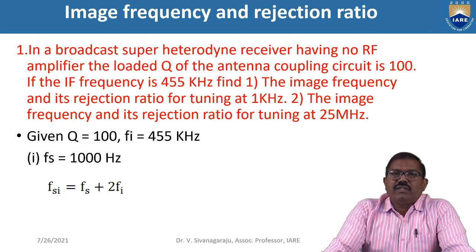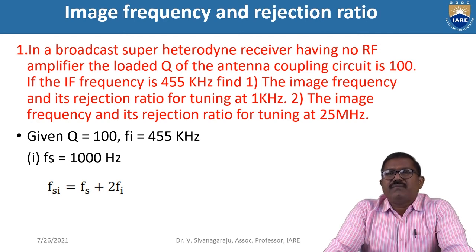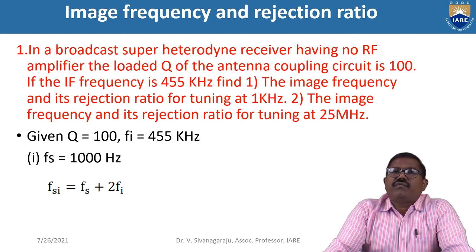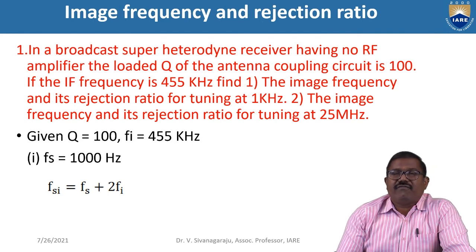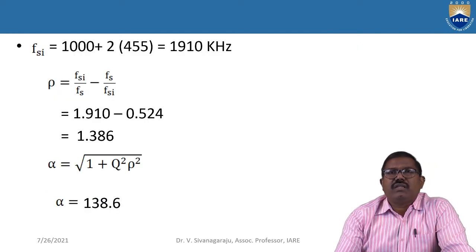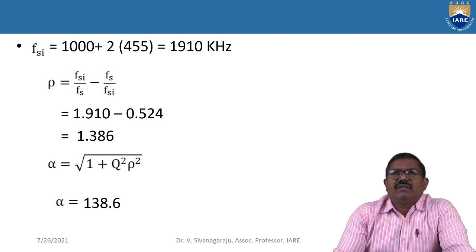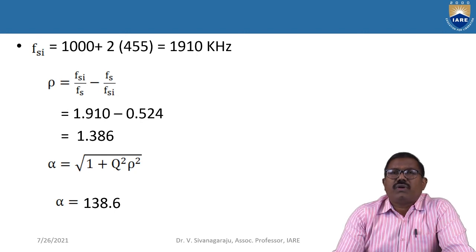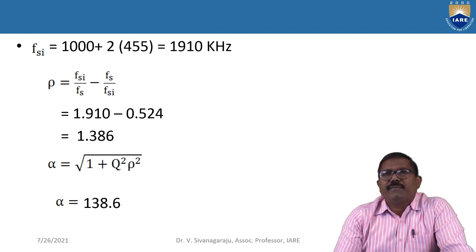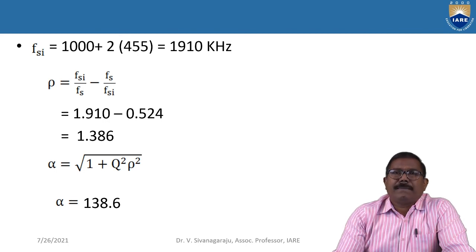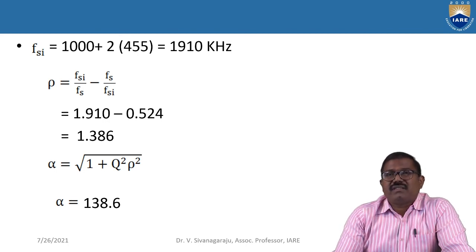FSI is equal to Fs plus 2Fi. So here Fs is 1K plus 2 times 455K, that is Fi. Substituting these values, we have FSI is 1000 plus 2 into 455. So this FSI, the image frequency, is 1910 kilohertz.